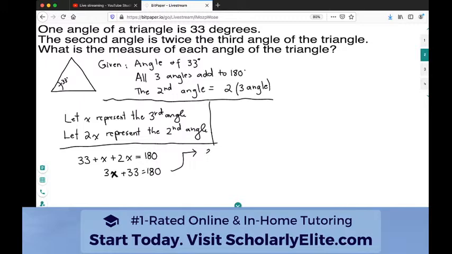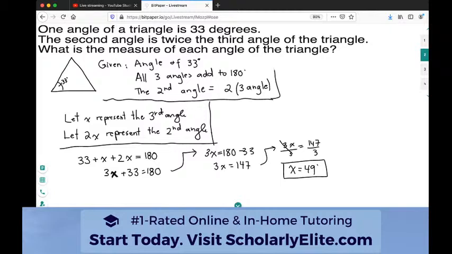So that's going to become 3x equals 180 minus 33. Alrighty. So we're going to get 3x equals 147. And then we're going to do our division. So we get 3x divided by 3 equals 147 divided by 3. Excuse me, guys. And x is going to equal 49. So the third angle is 49 degrees.